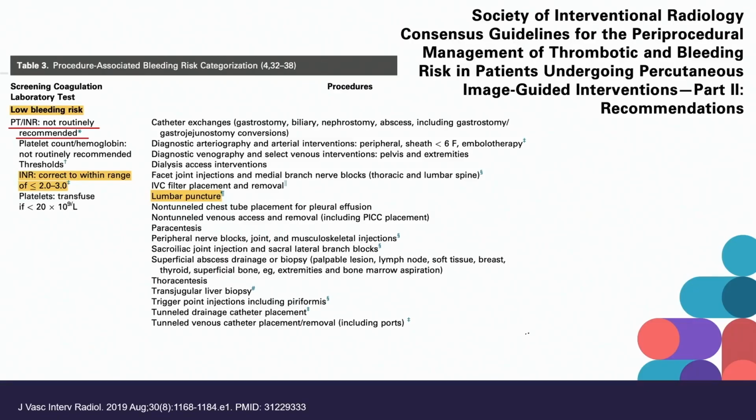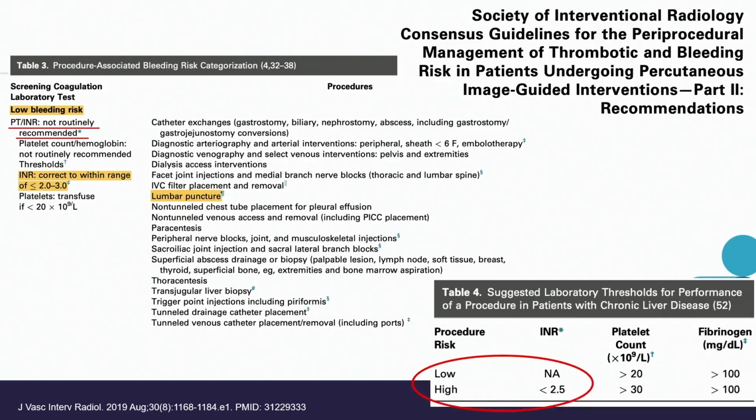If you happen to check it, maybe correct it between 2 and 3 before doing it. But again, they're using fluoroscopy, whereas we tend to be doing them blind. So there could be a little bit of a difference in technique in that situation. Here, they're saying an INR less than 2.5 is totally fine for doing a high-risk procedure, whereas they classify lumbar puncture as a low-risk procedure.